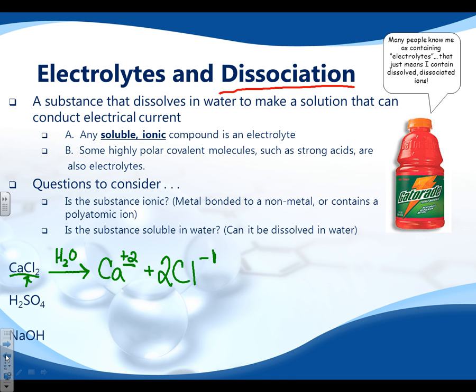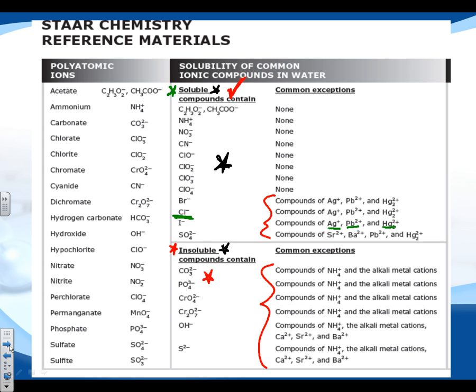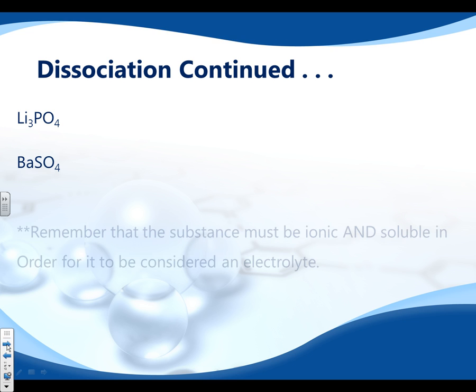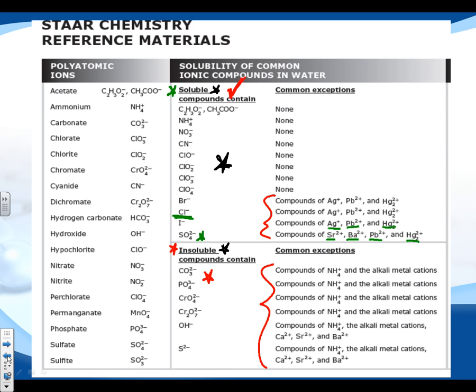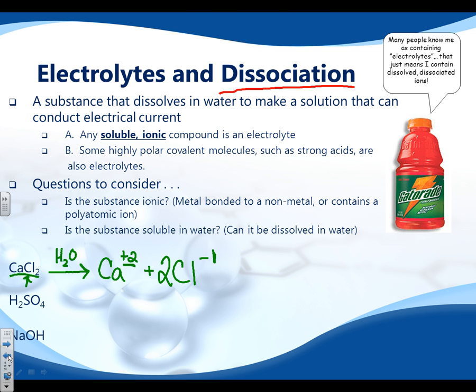It is an acid, and it does contain a polyatomic ion, so we are definitely considering that ionic. We're going to look at sulfate, find sulfate here. There's sulfate. It is soluble unless it's bonded to strontium, barium, lead, or mercury. Well, in sulfuric acid, it doesn't have any of those. It has hydrogen. So we know that sulfuric acid is going to dissolve in water.